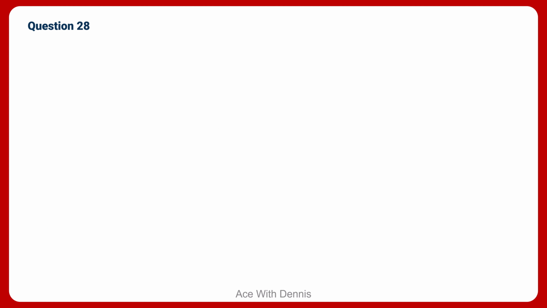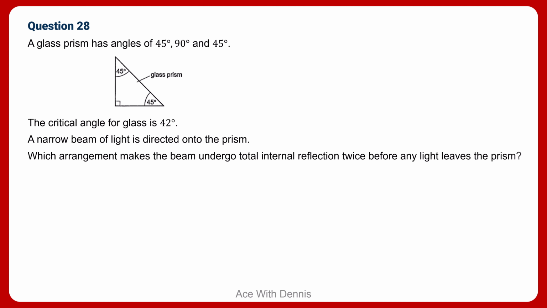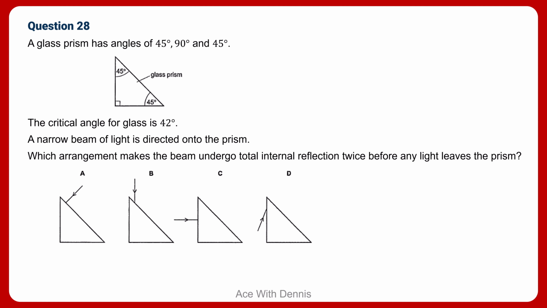Question 28. A glass prism has angles of 45 degrees, 90 degrees and 45 degrees, as shown in this diagram. The critical angle for glass is 42 degrees. A narrow beam of light is directed on the prism. Which arrangement makes the beam undergo total internal reflection twice before any light leaves the prism? So here are the four choices: A, B, C and D. The answer is A.